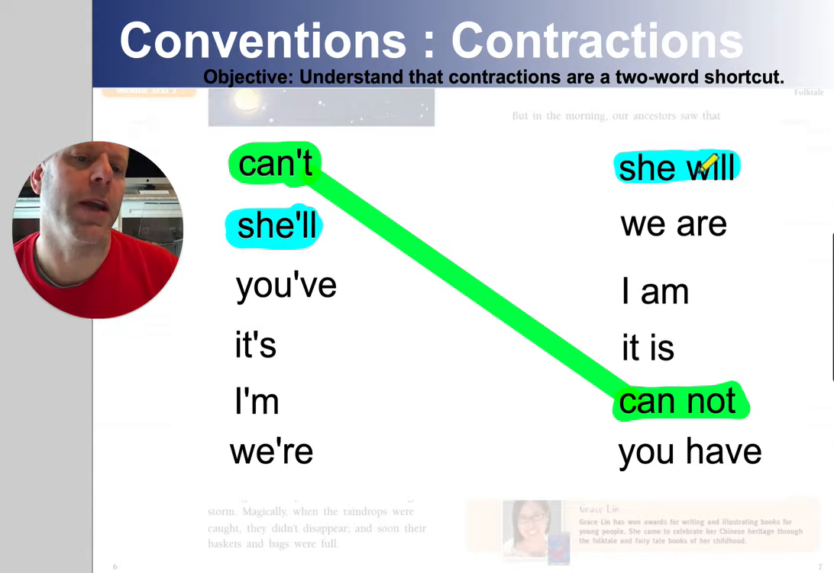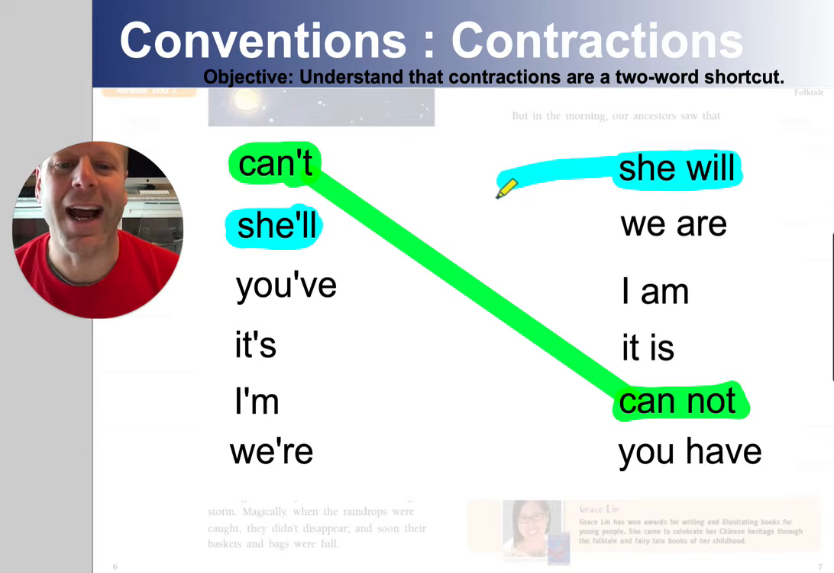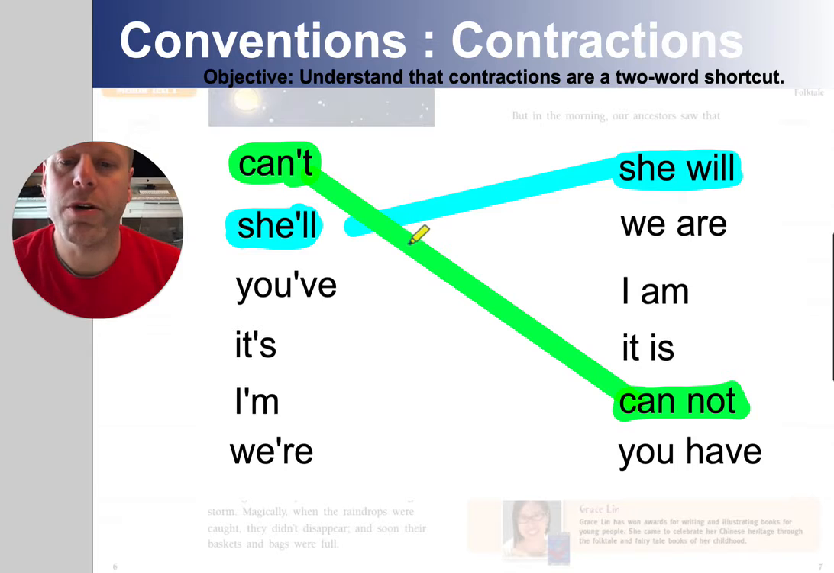So I'm going to go ahead and read a sentence with she will, and then I'm going to substitute the contraction, and it's going to work just fine. I'm going to say, she will do the dishes. She'll do the dishes. See what I did there? Yeah, those words were used all the time together. So it makes sense that they get a shortcut, an easier way of using them, right?